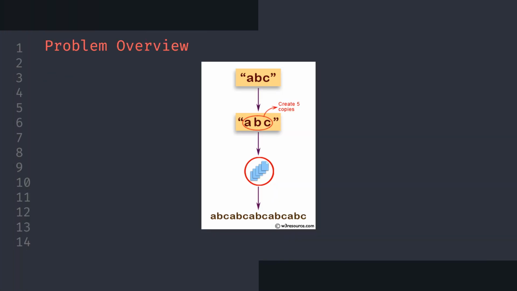The task is simple. We'll create a function that accepts a string and a number. If the number is negative, the function returns false. Otherwise, it outputs the string repeated the specified number of times.